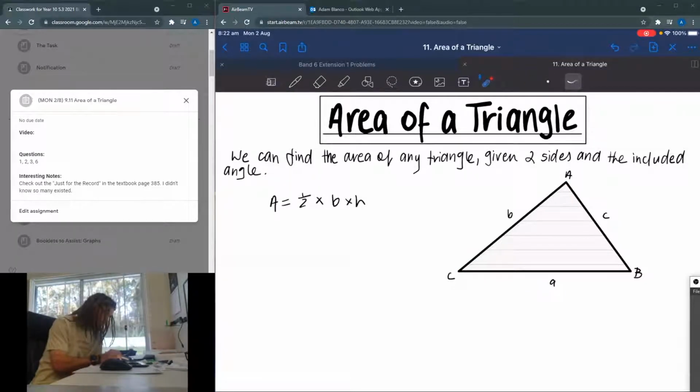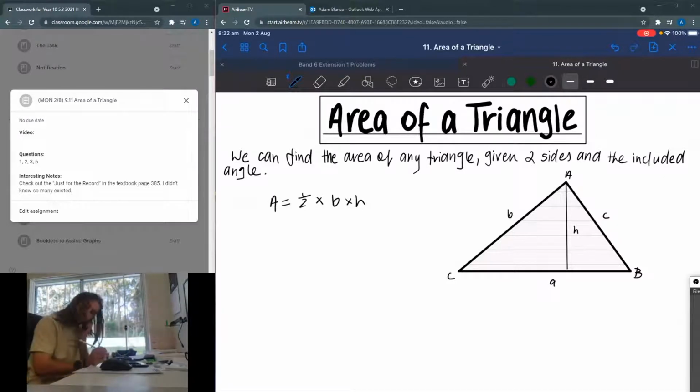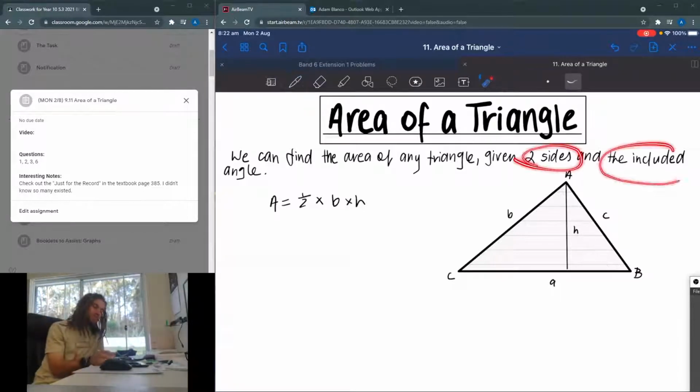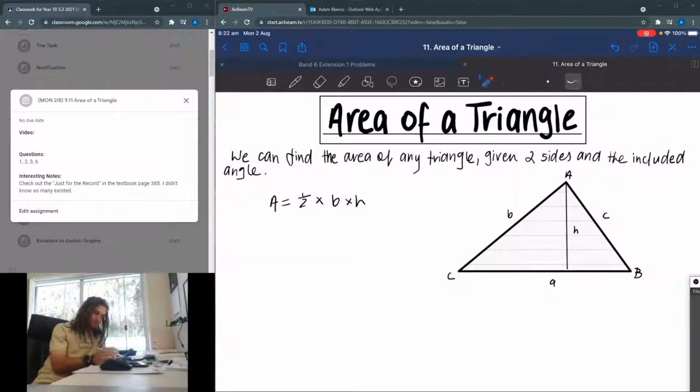So let me just draw that. I need to know what that height is. Let's call that height H. Now, what I've said here is that I should be able to find the area of any triangle given two sides and an included angle. So that's exactly the same as with the cosine rule. You can find anything once you have two sides and the angle in between.